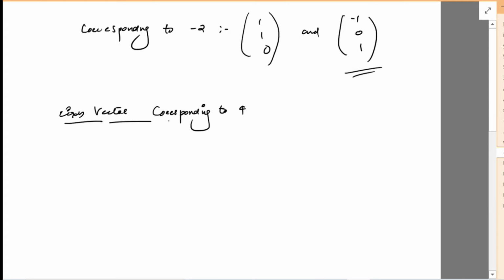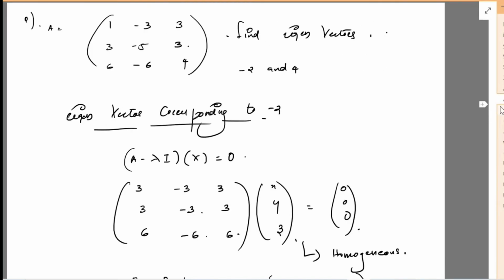So how will you find the eigenvector corresponding to 4? A minus lambda I of x equal to 0. So we need to solve this homogeneous system. Here lambda equal to 4. So subtract 4 from the diagonal entries of A.